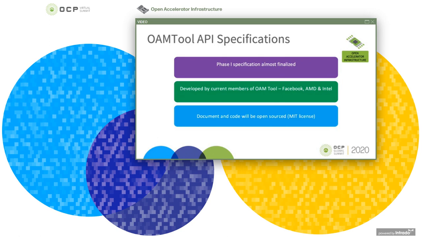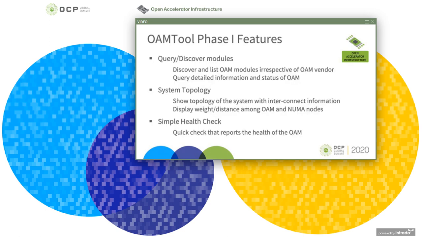As mentioned before, I will go over some of the salient features of the OAM tool that will be available in phase 1. The OAM tool will allow you to query the list of OAM devices available in each node, irrespective of the vendor. The tool can also get detailed information about the OAM device. For example, what is its compute capability, how much memory it has, or what is the maximum power rating. The detailed list of information exposed is available in the specification document.